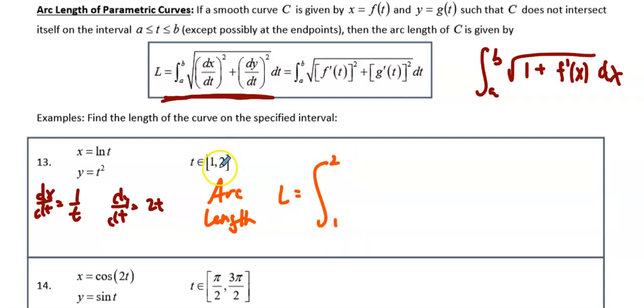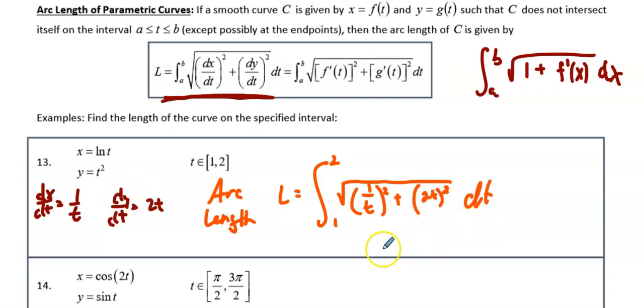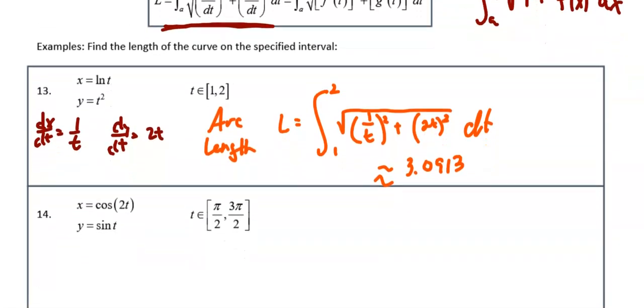And remember, guys, when you do the problem, most of the times these are going to be calculator problems. So we're going to take 1 over t, you want to square it, plus 2t, you want to square it, dt. And then you use your calculator and you're going to get 3.0913. And that is as challenging as these problems are going to get.